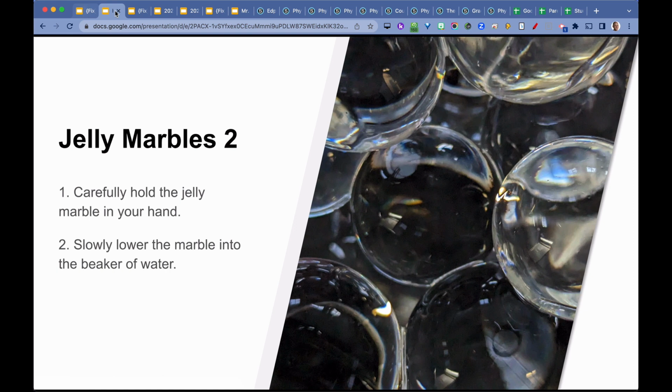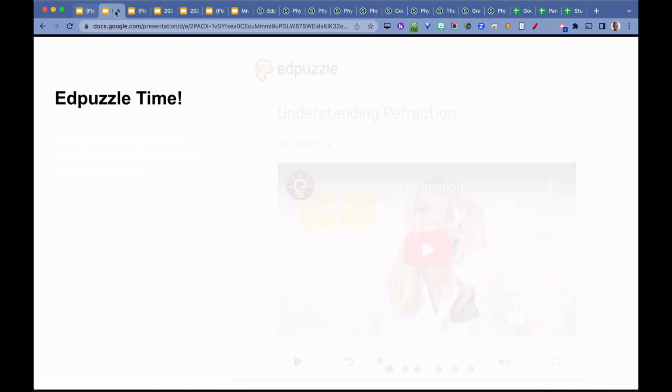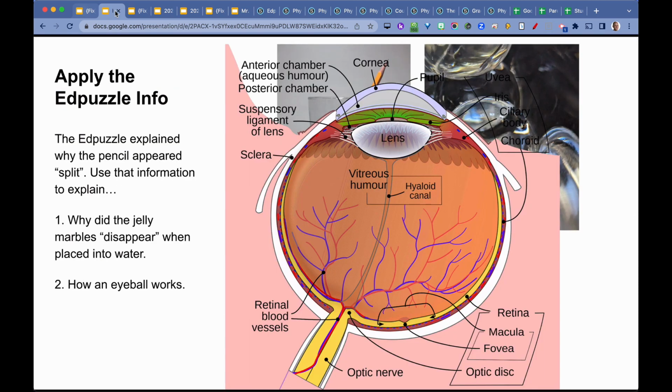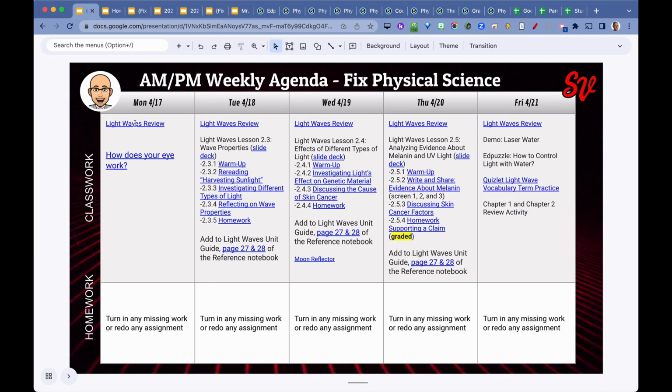Whereas with a pencil, above the water line the light interacts with the air, and below the water line the light interacts with water. Because those two are different densities, light travels differently through them. And then we got to the eyeball. So basically the cornea and the lens are ways in which light refracts, it bends as it goes to the back of the eyeball, called the retina, where it gets absorbed. Alright, so we did that on Monday.